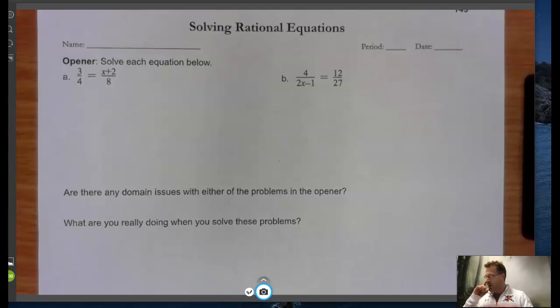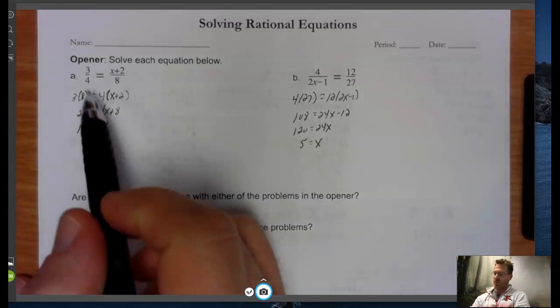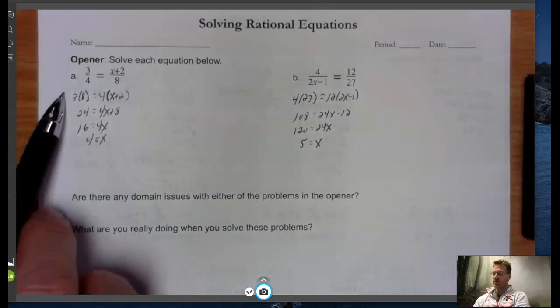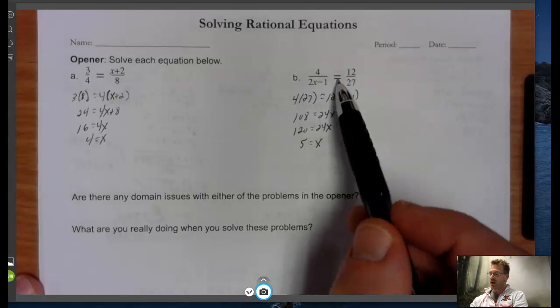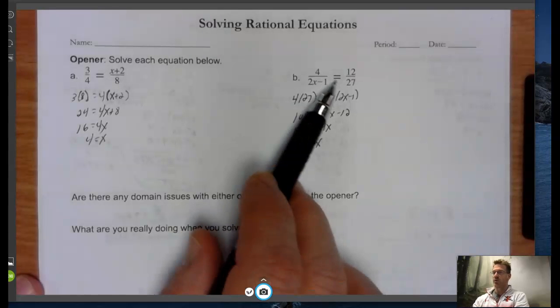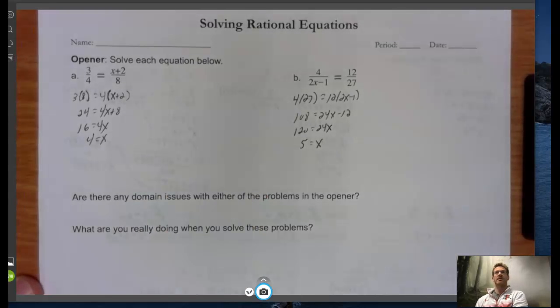All right, so here's what I'm betting most of you did here. I'm going to show the answers right here. My guess is most of you did what we call cross multiplication, where you did 4 times x plus 2 equals 3 times 8. And then you went through and solved this like a regular linear equation, and you got x equals 4. And then probably in very similar fashion over here, 12 times 2x minus 1 and 4 times 2x minus 7. And then you solve that and you get x equals 5.